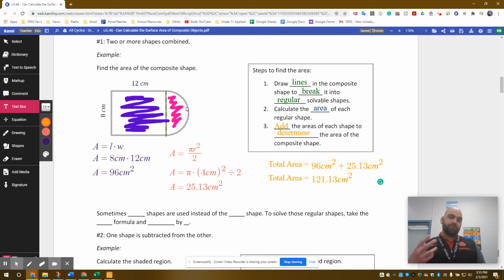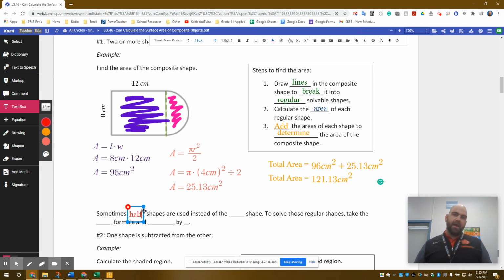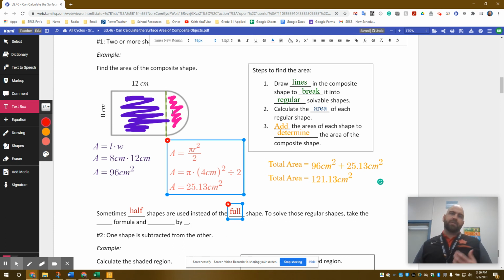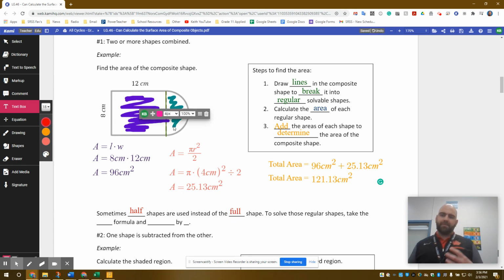Now, in some cases, we're going to have just two shapes. Other times, we're going to have more than two shapes. Break it into whichever shapes we have. If that means there's 2, 3, 4, 100, we break it into those shapes, and then we solve for each of those shapes. Now, one little thing to be aware of, sometimes half shapes are used instead of the full shape. Putting a full circle on there wouldn't really seem like a combination shape, but a half circle definitely works.